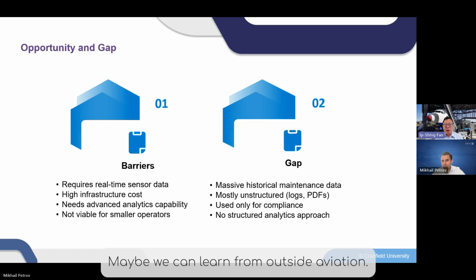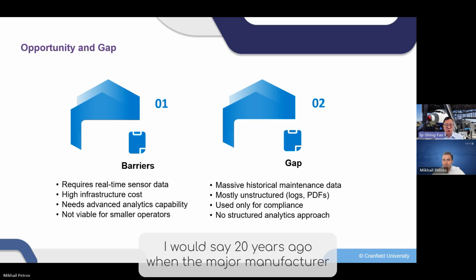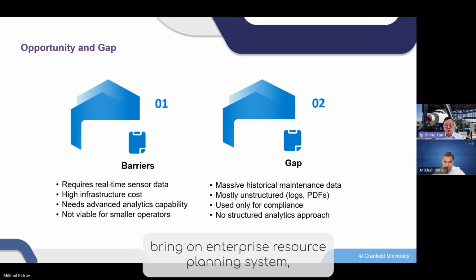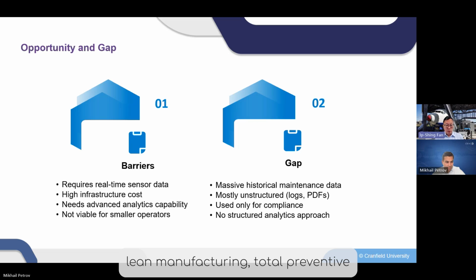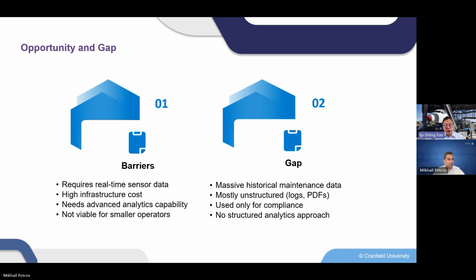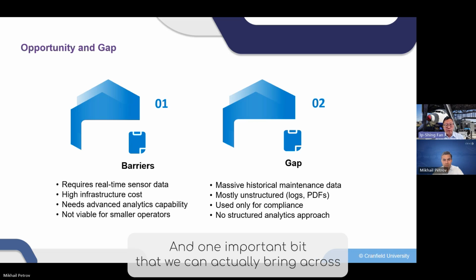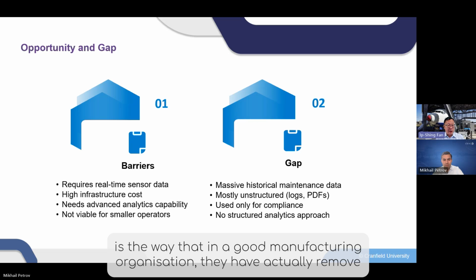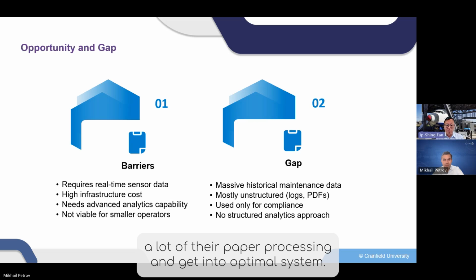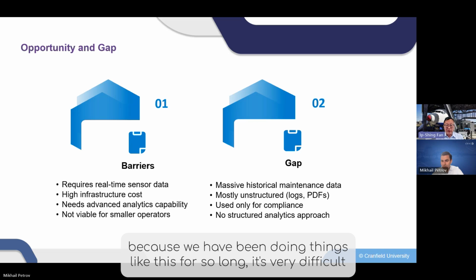I would say maybe we can learn from outside aviation. For a long period of time, my role also worked with the manufacturing industries. I would say 20 years ago, when the major manufacturers brought on enterprise resource planning systems, lean manufacturing, total preventive maintenance, quality maintenance systems, etc., some of the situation that aviation maintenance is going through draws a lot of parallels. So if you have the chance to look across and bring some of those components and ways of working, it is going to help. And one important bit that we can actually bring across is the way that in a good manufacturing organization, they have actually removed a lot of their paper processing and moved into automated systems. However, when Mikhail asked about the challenge, it is, I would say, the mindset, because we have been doing things like this for so long.